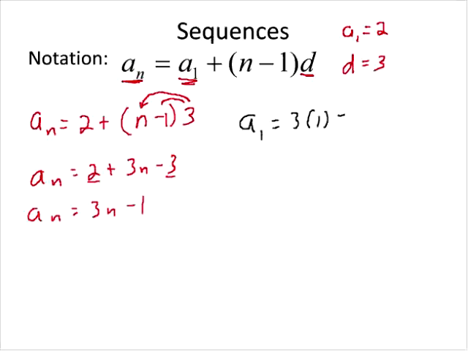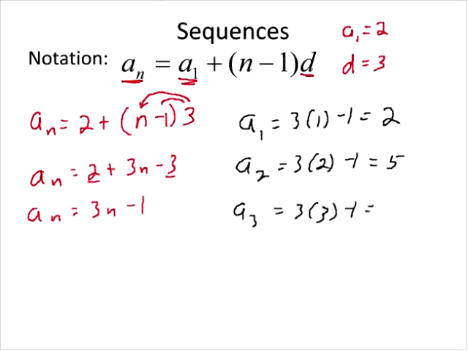If that was our general term, a sub 1 should just be 3 times 1 minus 1. Well, 3 times 1 is a 3, minus 1 is a 2. So yeah, that's the first term we started with. How about a sub 2? A sub 2 should be 3 times 2 minus 1. Well, 3 times 2 is 6, minus 1 is 5. Yeah, that's what we had.